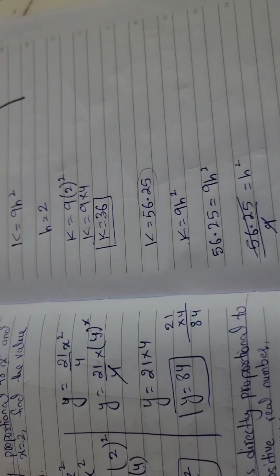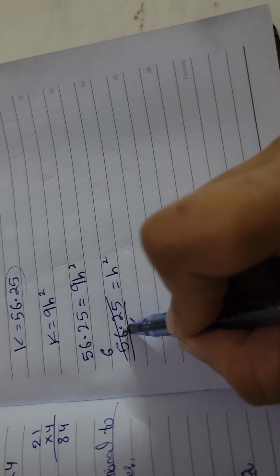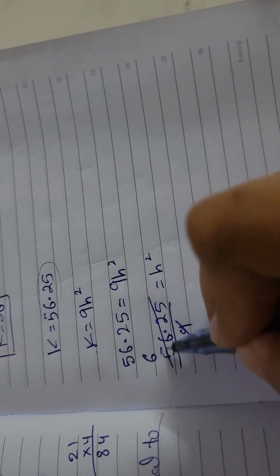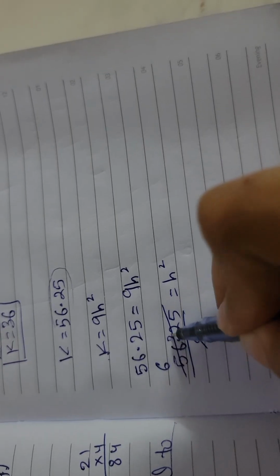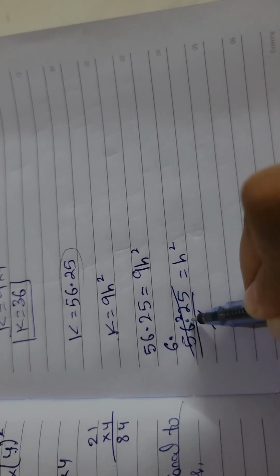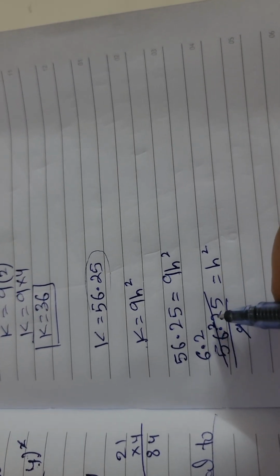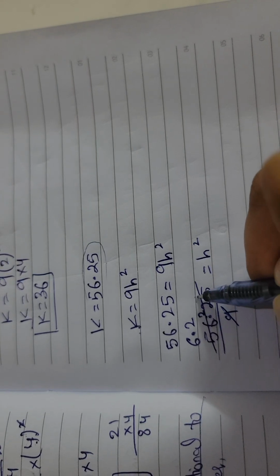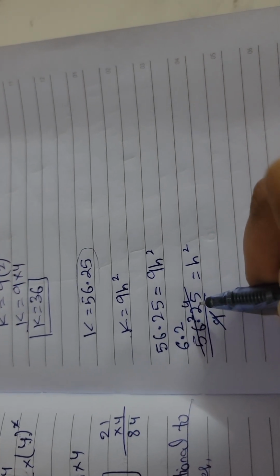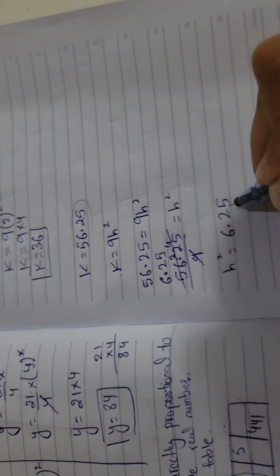So 9 ones are 9. 9 6s are 54. 2 is remaining in 56, so I have written this 2 over here. Now we're solving after the decimal. So 9 2s are 18. Then 19, 20, 21, 22. 4 is remaining, so I will write this 4 over here and 9 5s are 45. So h square is equals to 6.25.